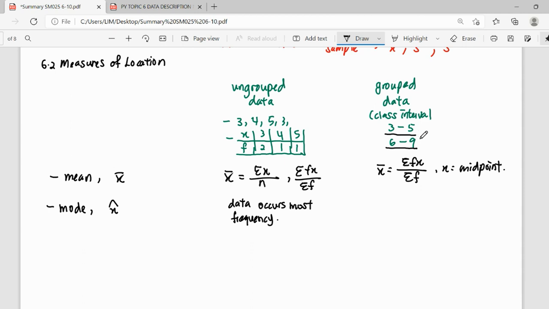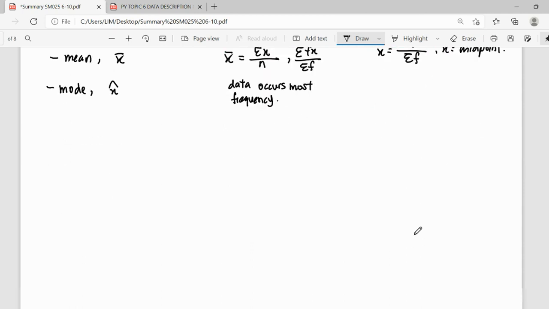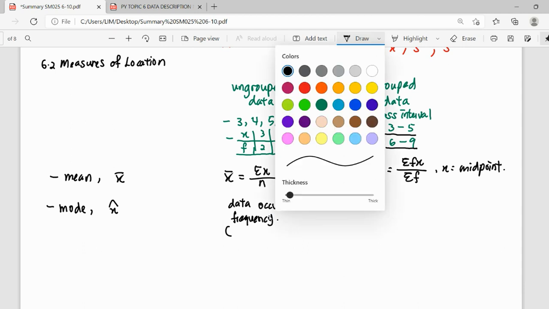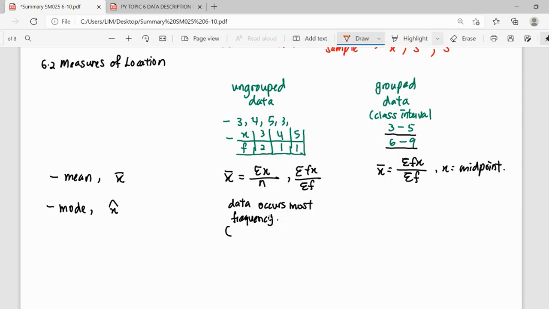But for grouped data, the mode is different. For grouped data, we have a formula to use. So we go for our ungrouped data first. For mode, look at the data with the highest frequency.